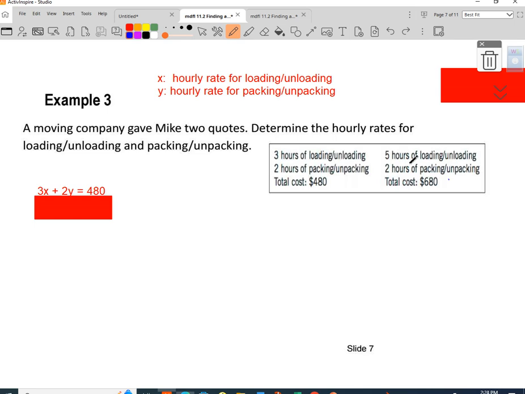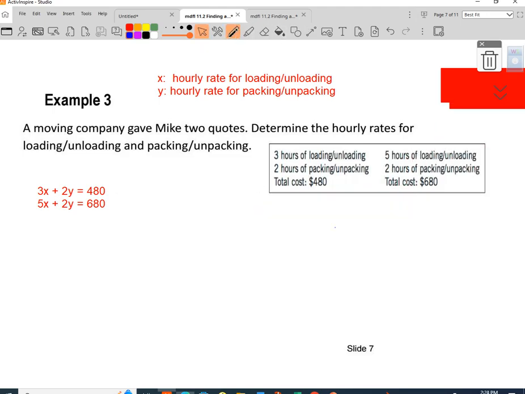For the second quote, 5 hours of loading and unloading, so 5X, plus 2 hours of packing and unpacking again, 2Y, equals $680. We're trying to figure out the hourly rate for loading and unloading and packing and unpacking, so we're going to go ahead and write our other equation here.